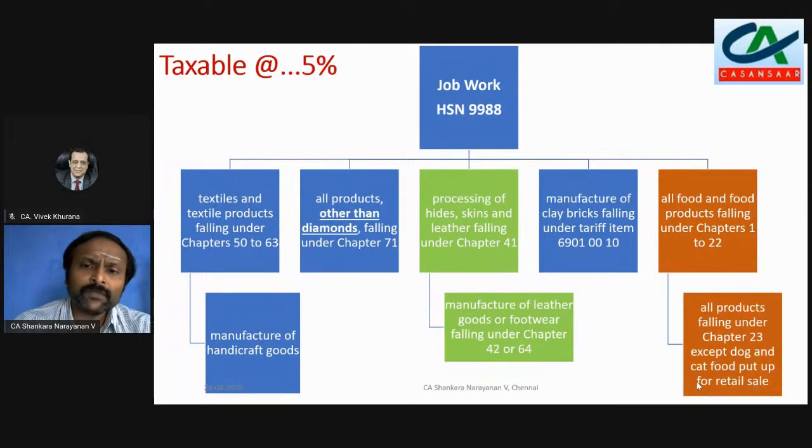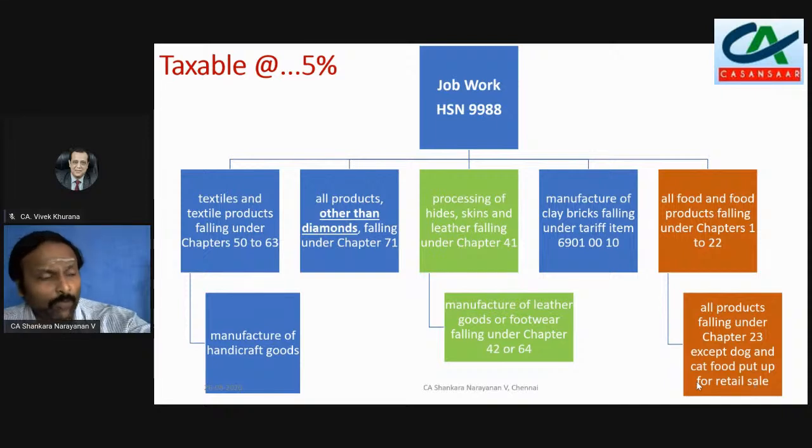Now moving to the next one, the food and food related industry, we saw that chapter 1 to 22, which is generally consumed by us. All those products, any job work comes under 5%. Even the ones which come under 23 will also be coming under 5%, except when it is going to be a dog or a cat food, which is put up for retail sale.